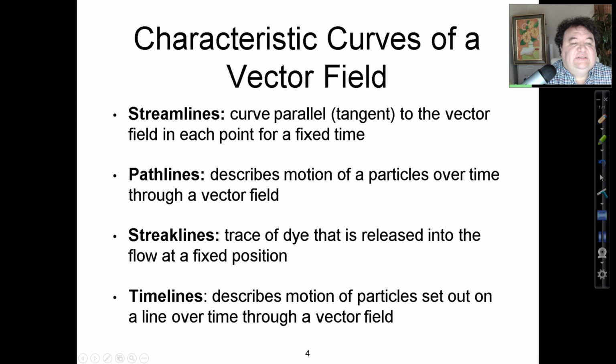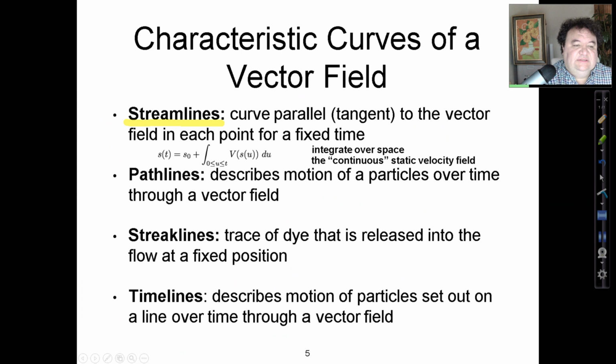So let's see more precisely what those four concepts mean. So let's start from the streamlines. Streamlines are curves that are parallel to the vector field at every point. So kind of a little bit more formally, one can think of those as being represented as an integral from a starting point evolving through a flow.